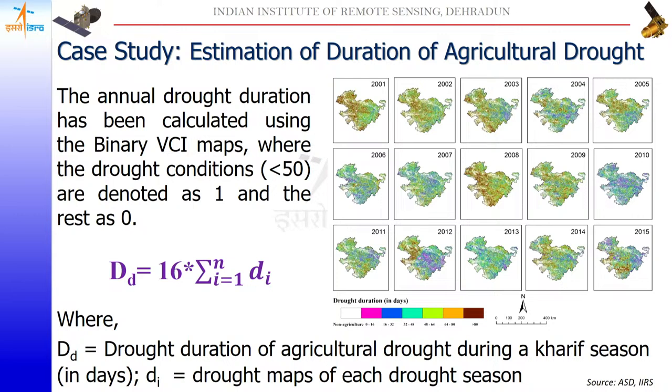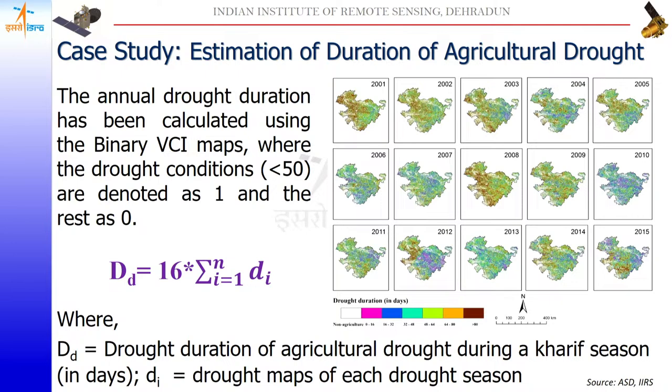Then we use the formula 16 multiplied by the summation, i = 1 to n, of small d_i. Why do we multiply by 16? Because here we are using the MODIS 16-day composite. That's why we multiply with 16, which represents the day basis in the duration part. And for the summation i = 1 to n, as I showed in the previous slide, there were a total of 6 images per season per year, so my small n is 6 and small d_i is the binary form of the VCI maps. So with the integration of all 6 binary VCI maps, with multiplication by 16, year-wise I can define the duration of drought.